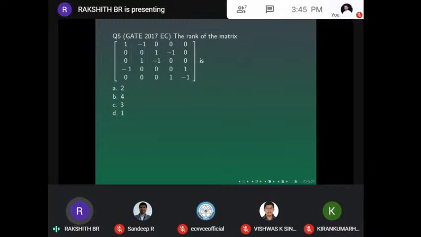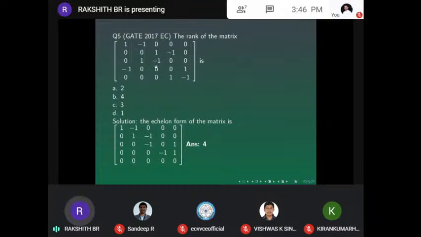The question is as follows: the rank of the matrix is option A 2, option B 4, option C 3, option D 1. Again, you just write down its echelon form. If you go for Gaussian elimination, you can easily write down the echelon form. So this is the echelon form of the given matrix. Looking at this echelon form, what is the number of non-zero rows? It's 1, 2, 3, 4. So the number of non-zero rows is 4, and hence you can conclude that the rank is 4.